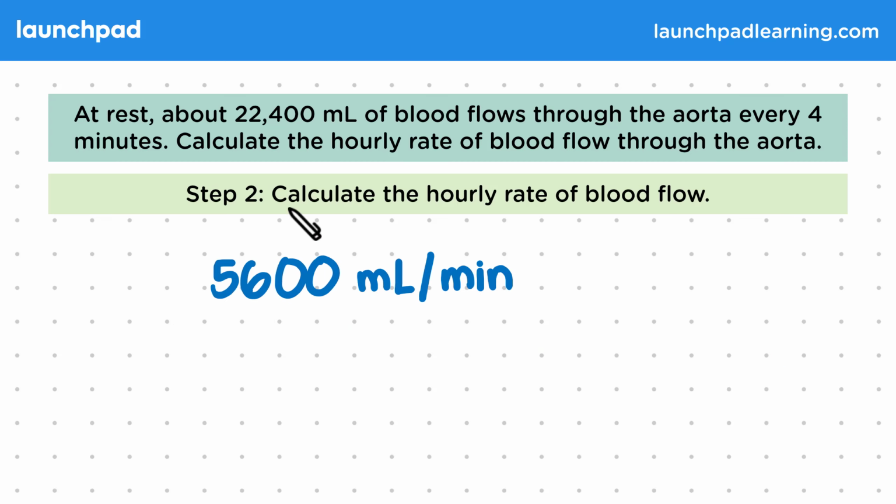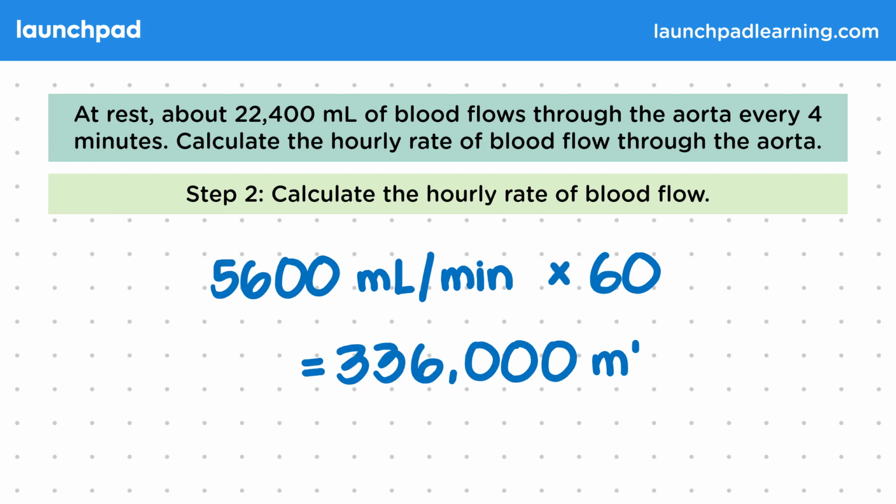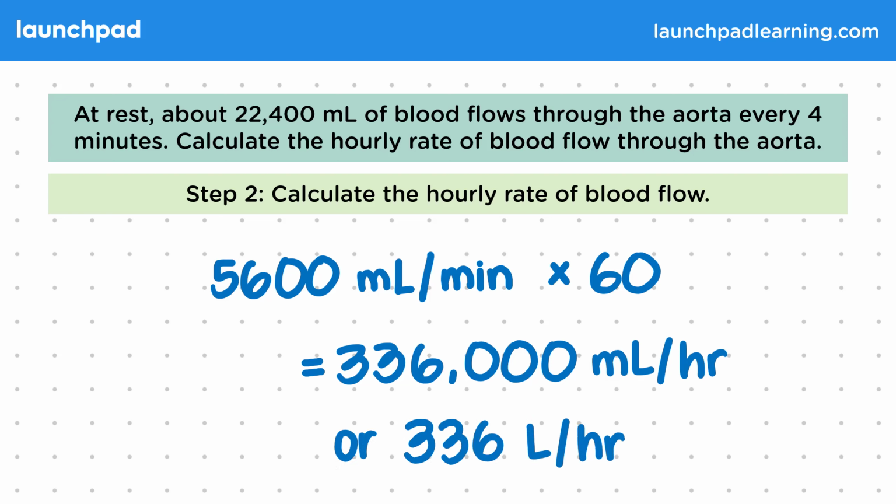Step 2 is to calculate the hourly rate of blood flow. So we know that 5,600 millilitres are pumped per minute, and there are 60 minutes in an hour. So we're going to multiply this value by 60 to give us 336,000 millilitres per hour. This answer can also be given as 336 litres per hour. That's quite a lot of blood travelling through the aorta to supply the body.